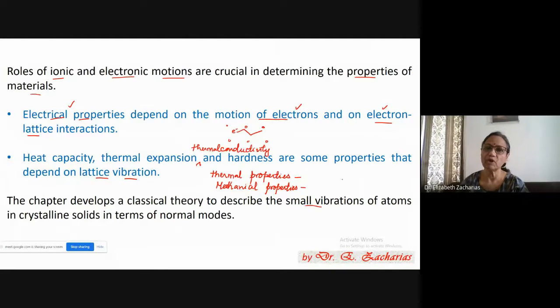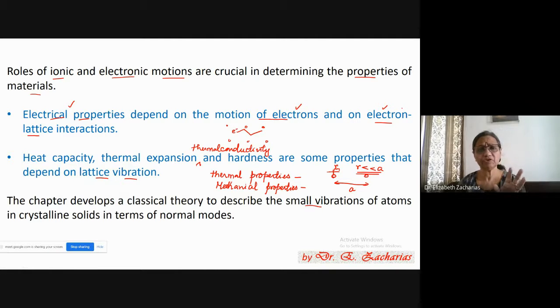What is the meaning of small vibrations? Let's say this is a lattice point, this is an ion sitting here. They will vibrate about a mean position, but the amplitude of vibration will be, if this is the bond length A, the distance between adjacent ions is A, then the distance through which it will vibrate will be r much less than A. That's why they are called small vibrations. Small amplitude vibrations only will be there.